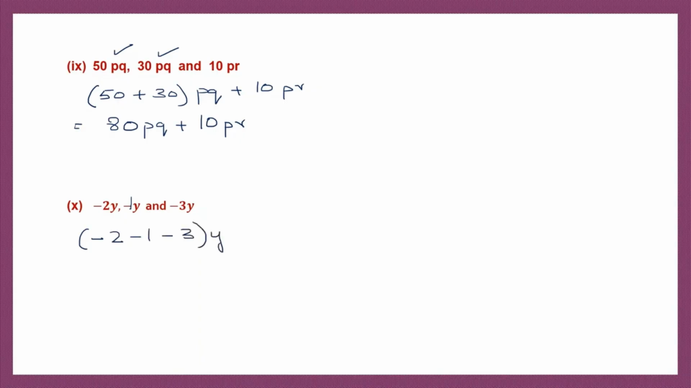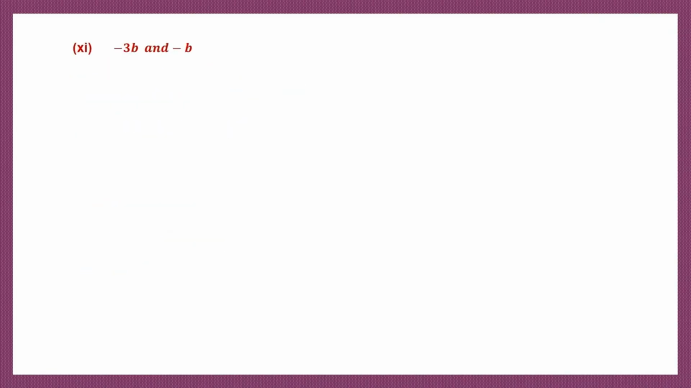Okay, now remember your integers. These are all minus signs. When signs are the same, we can put the same sign and we can add them all up. Okay, so the sign is minus. 2 plus 1 is 3. 3 plus 3 is 6. So it is minus 6y. So that's my answer there, minus 6y.